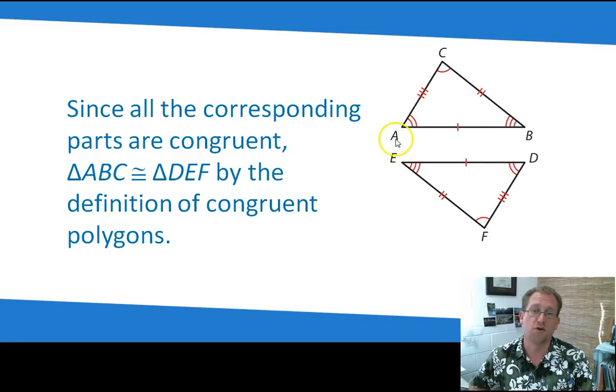These two triangles are congruent. The reason I know that they're congruent is because all the corresponding parts are congruent. So angle A is congruent to angle D. Angle C is congruent to angle F. Angle B is congruent to angle E.